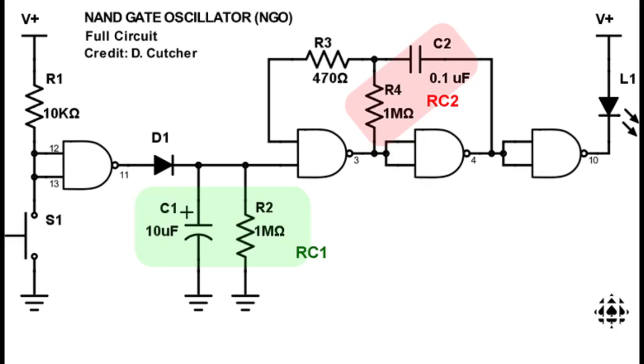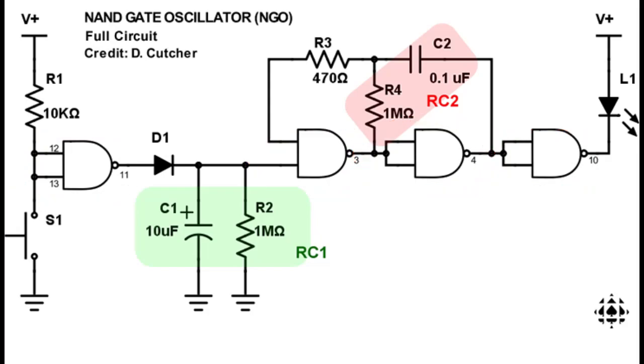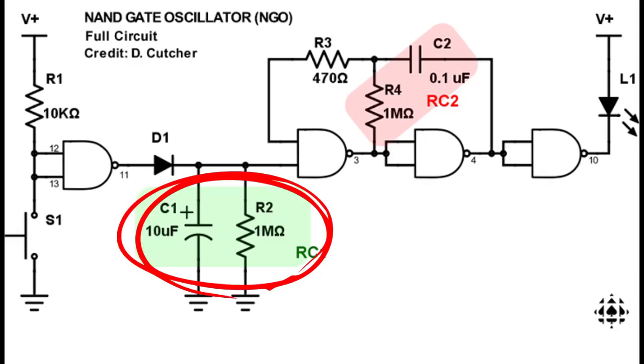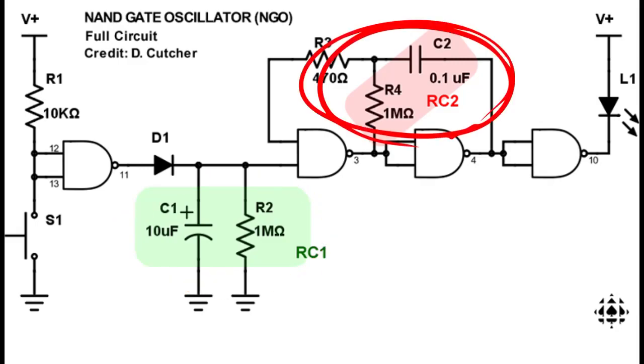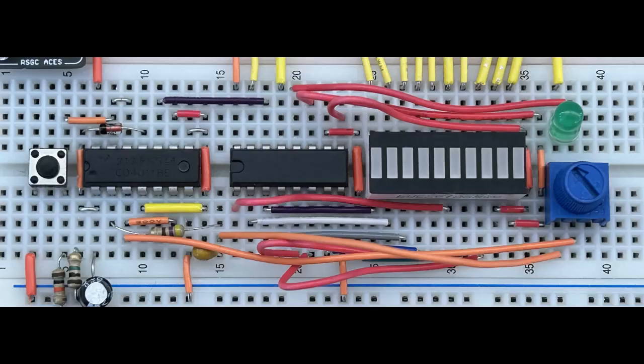Second, the NAND gate oscillator. This circuit uses the 411 NAND chip. This circuit generates the clock pulses. It generates the clock pulses by using RC1 and RC2. The combination of a resistor and a capacitor creates these specific clock signals.